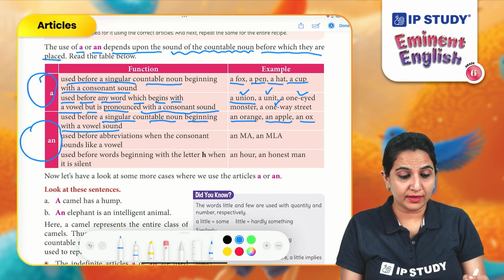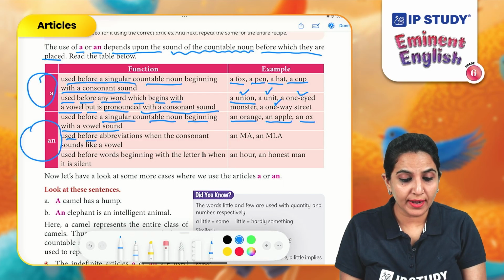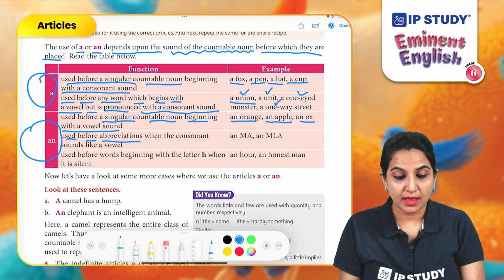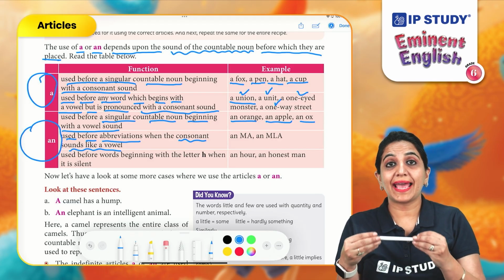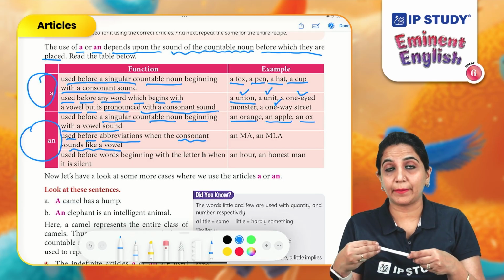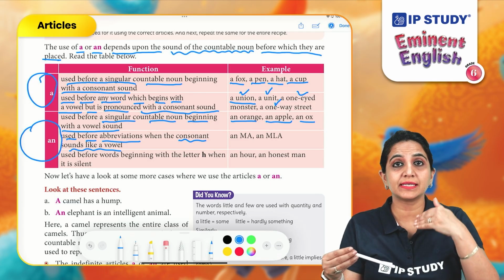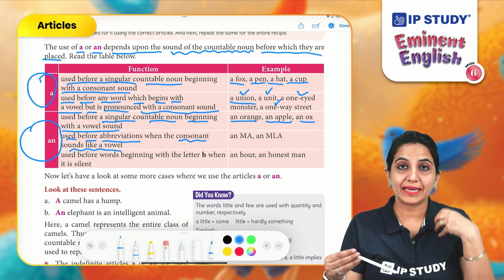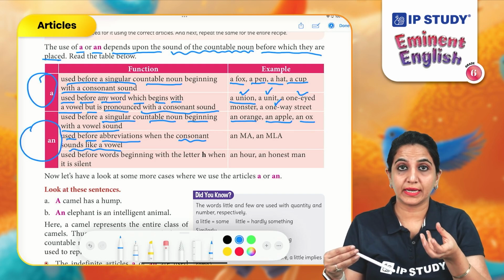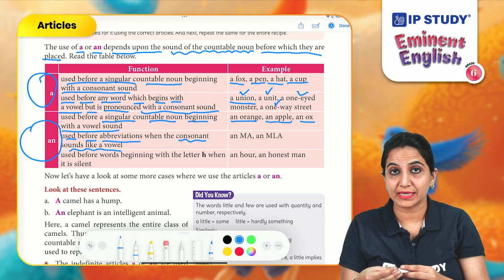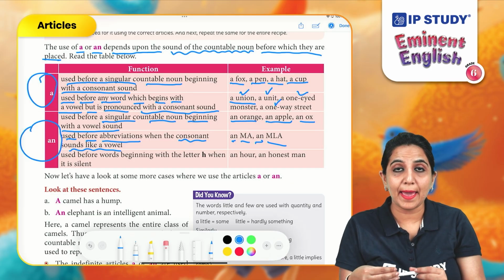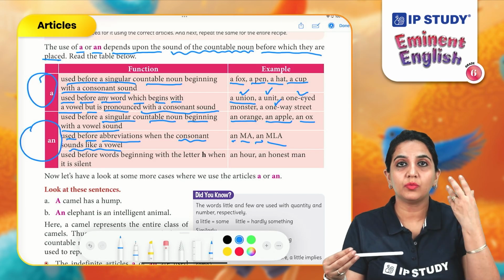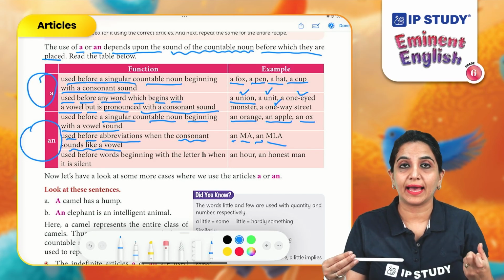Article an can be used before abbreviations when the consonant sounds like a vowel. So, abbreviations like MA, MLA, the first letter sounds like a vowel. The consonant sounds like a vowel. For example, an MA, an MLA. So, M is sounding like a vowel. So, we use article an with them.